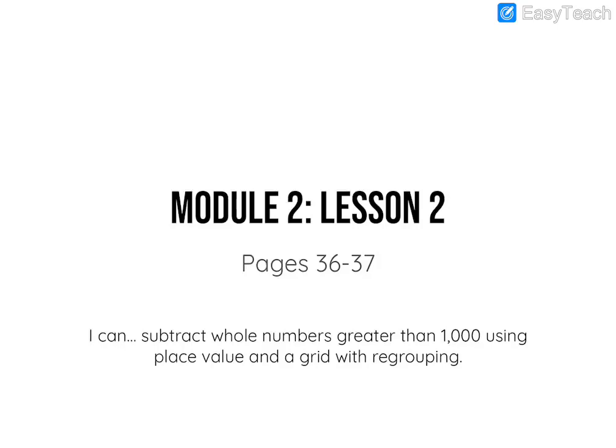Welcome to Module 2, Lesson 2. Our I can statement for this lesson is, I can subtract whole numbers greater than 1,000 using place value and a grid with regrouping. So this is a very similar method to how we were showing our addition equations. We're going to continue to use place value and this grid to help keep our numbers organized. We're also going to need to use regrouping in order to solve these problems.